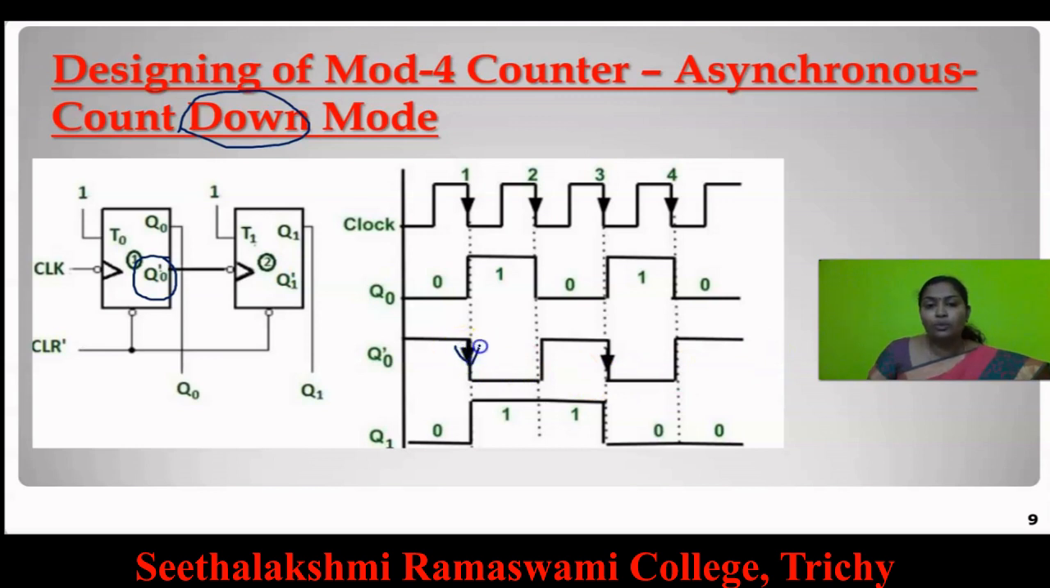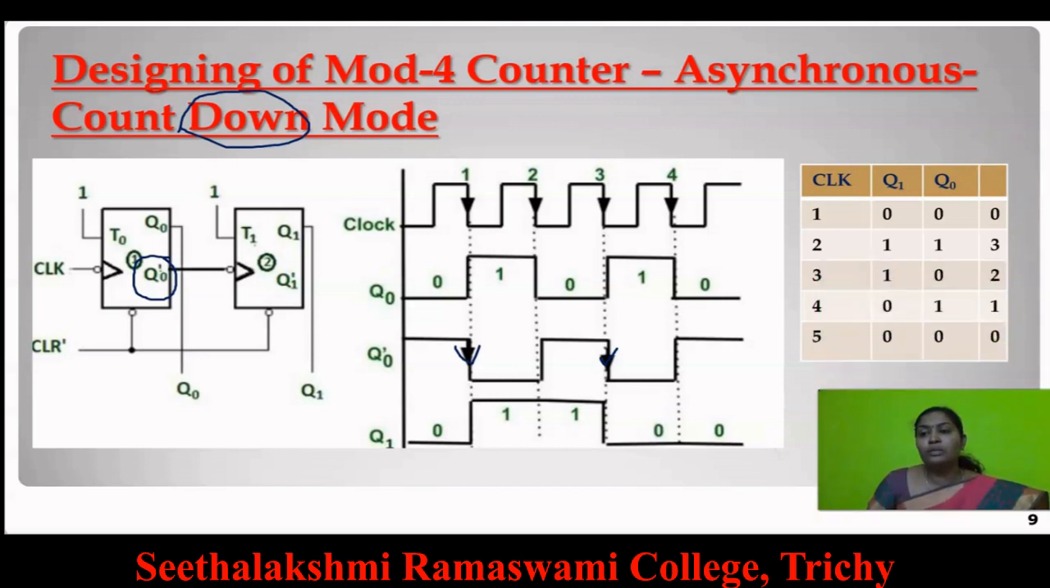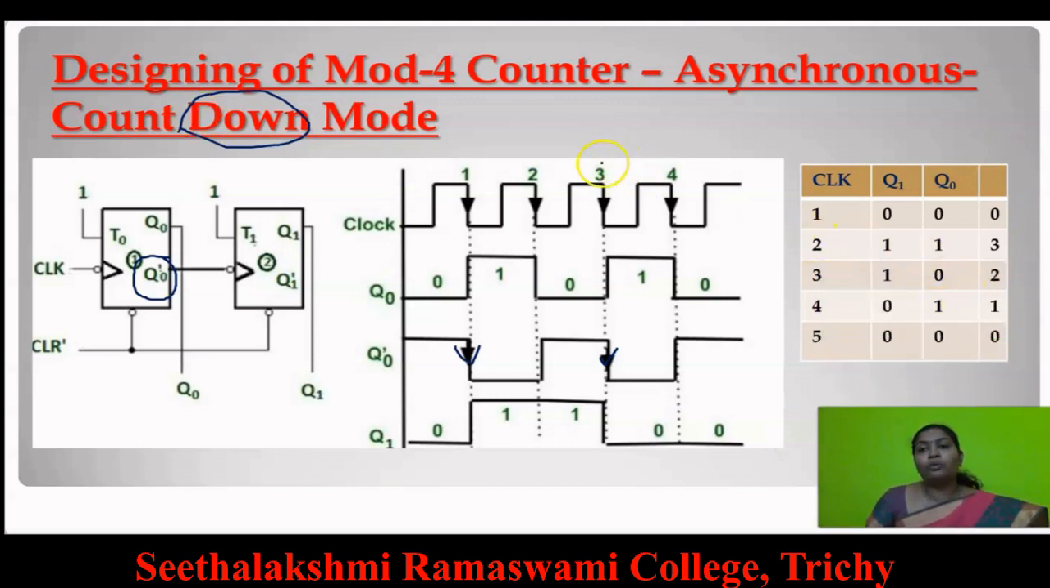So based on this Q naught, with negative edge triggering, the Q1 is toggling. See here, so 0, 0, 1, 1, 0, 1, 1, 0. So this is the corresponding truth table for the asynchronous countdown mode, Mod 4 counter.